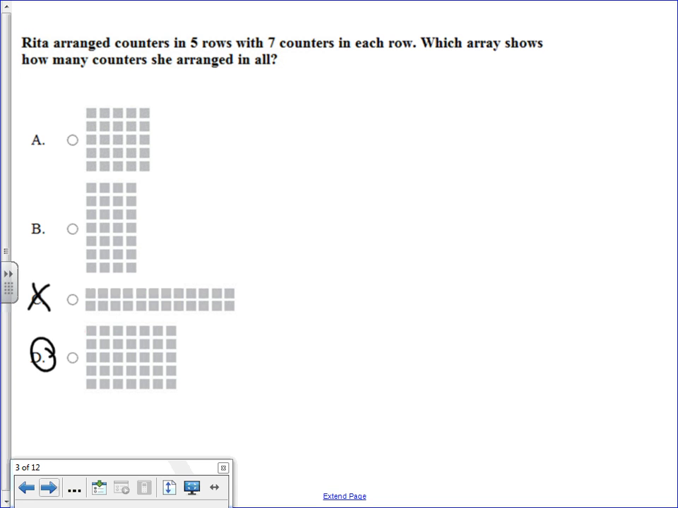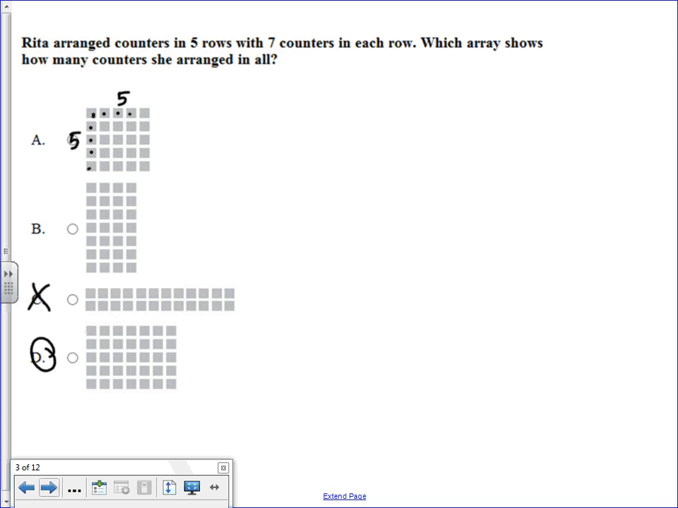Let me count them. 1, 2, 3, 4, 5. 1, 2, 3, 4, 5. Interesting. So every time there's an array that looks like a perfect square, it tells you that the 2 factors to make the product are the same. And that's because squares have sides that are the same. They are equal in length. So when it looks like a square, you know that the 2 factors are the same.